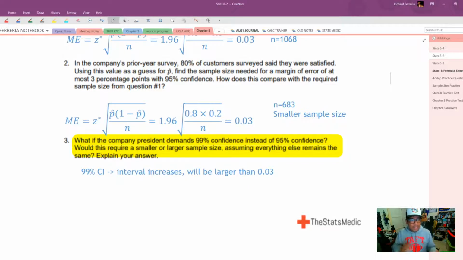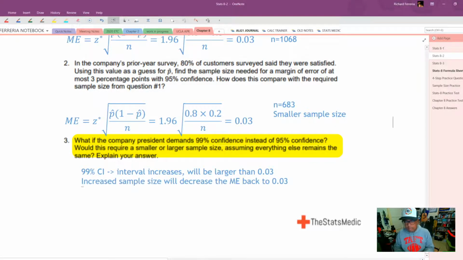If we want to maintain the same margin of error of 0.03, we need a way to make the interval smaller. And we can make the interval smaller again, back to 0.03, by making the sample size bigger. So more confident means a bigger margin of error. So we're going to have a margin of error that's bigger than 0.03. And then to shrink it back down to 0.03, we need to increase the sample size.